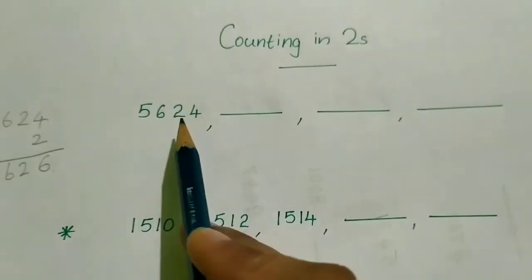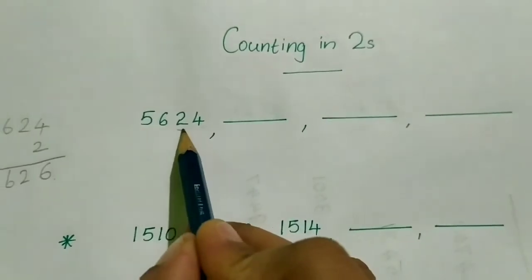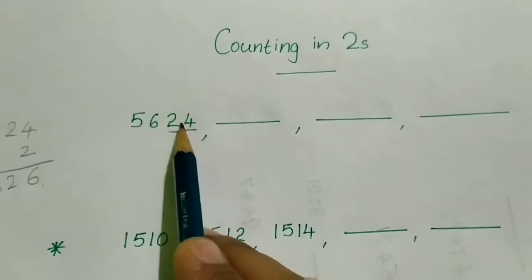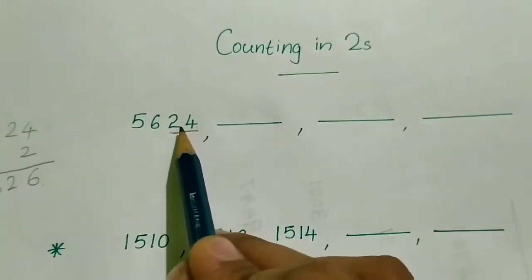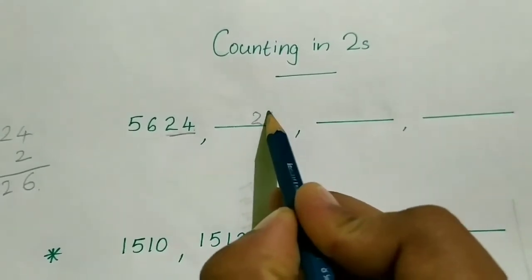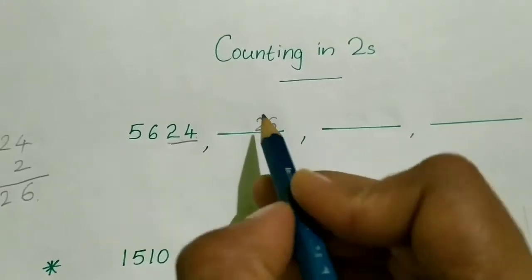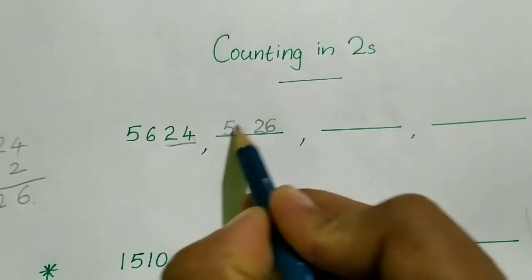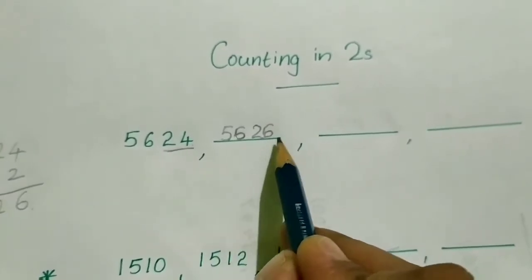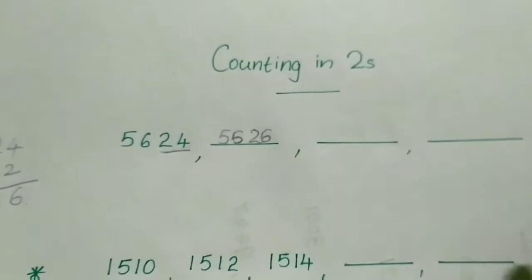Let's consider its last two digits, that is 24. Then we are going to add 2 with this number. Then 24 plus 2, 26. Then the other digits in hundreds and thousands place remain the same, 5, 6. So we will get the number 5626.